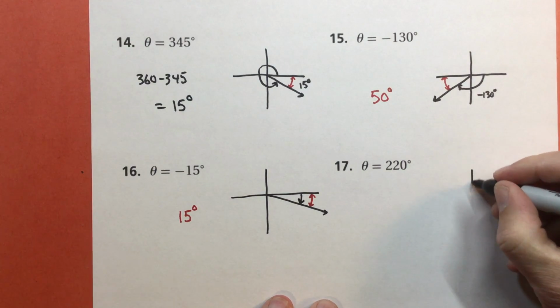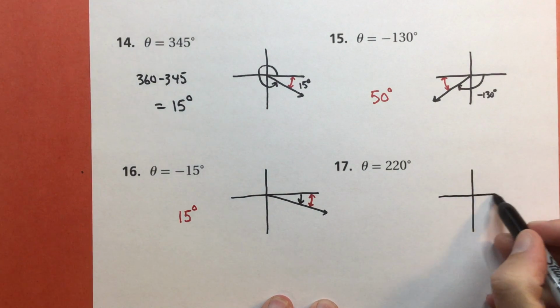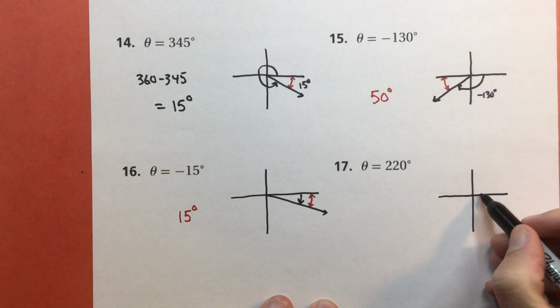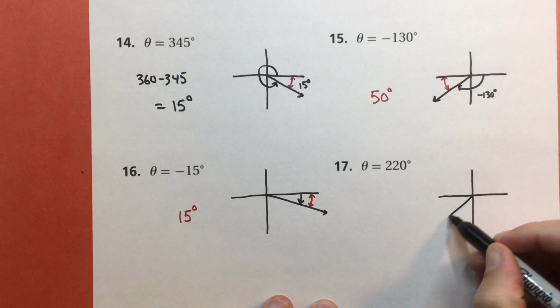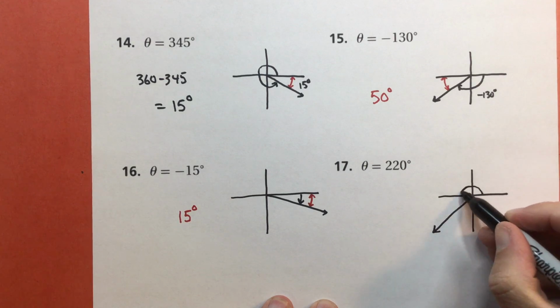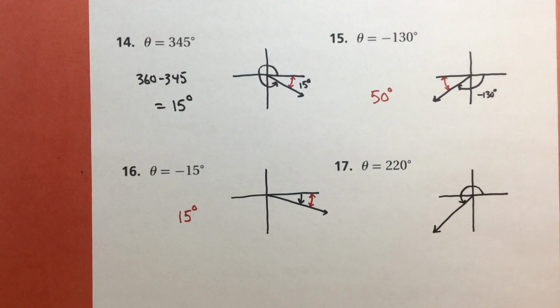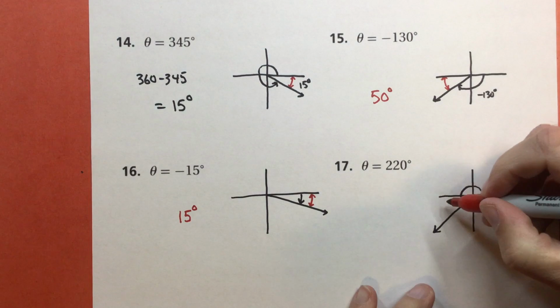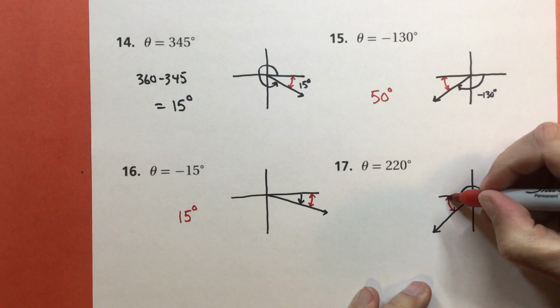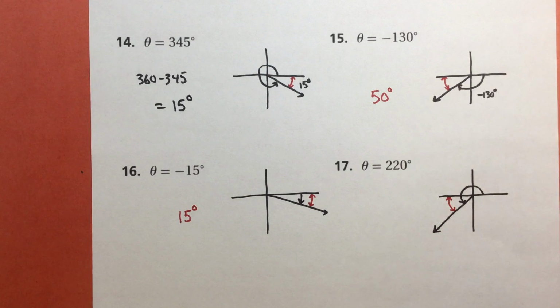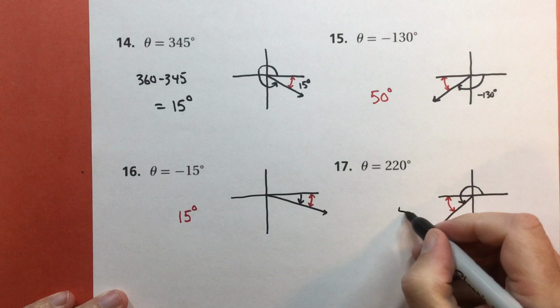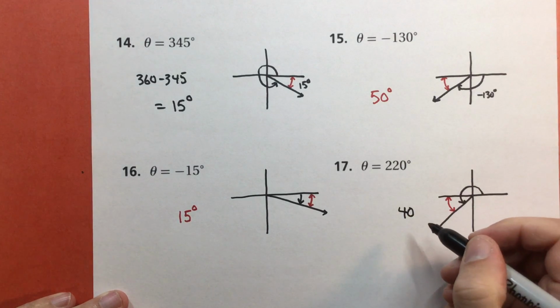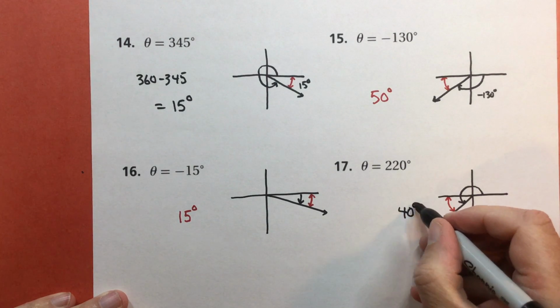And finally, 220 degrees in the positive direction is going to go 90, 180, and a little bit more. How much further past 180 degrees did it get? What's the angle right here? So I'm going to take 220 and subtract 180. My reference angle is 40 degrees.